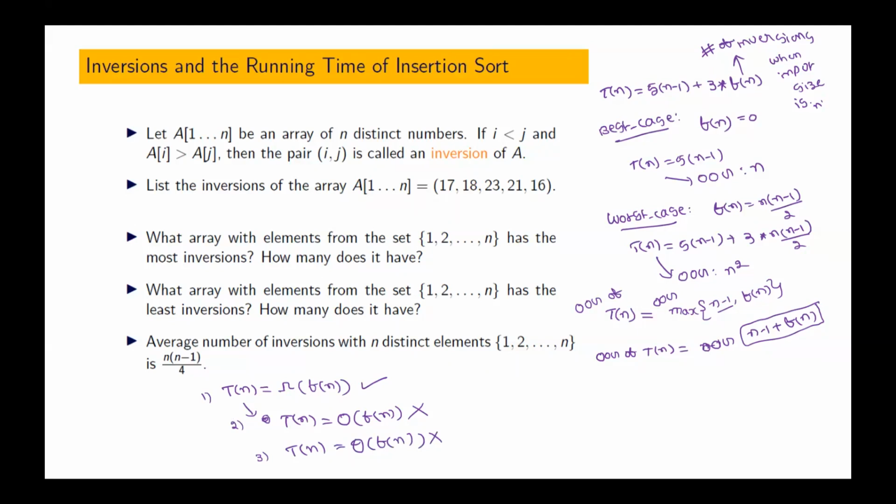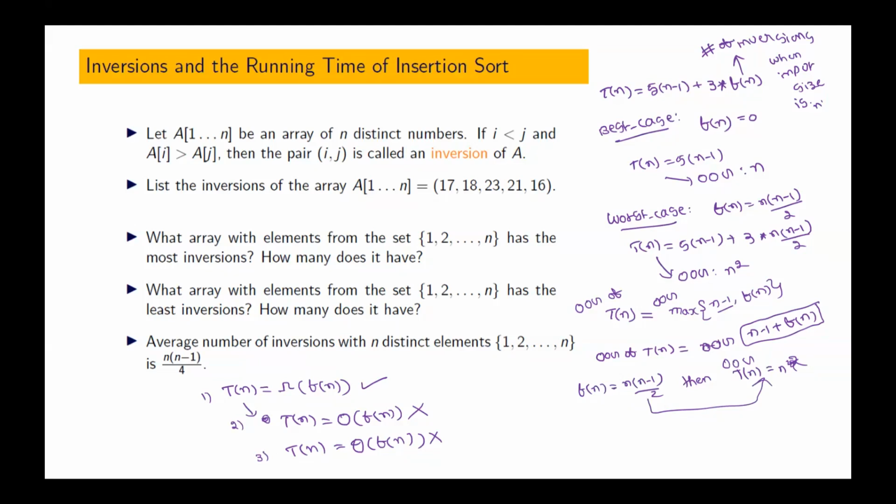That is correct only, no, sir. If the number of inversions f of n is n into n minus 1 by 2, then T of n is automatically n square, no? The order of growth of T of n is n square only, because this much work we do inside the algorithm.